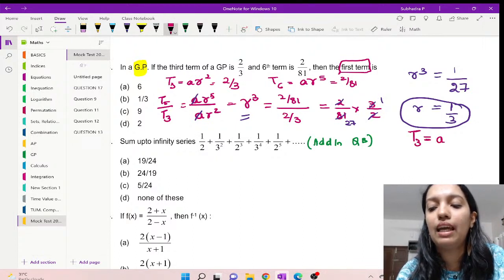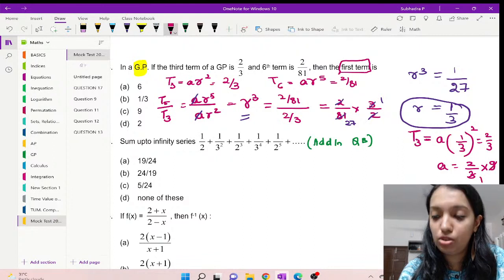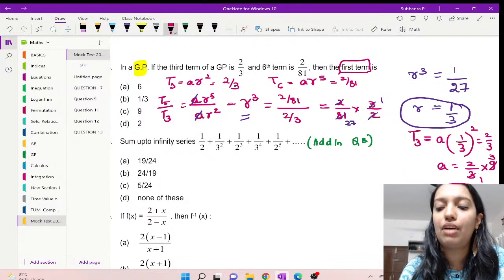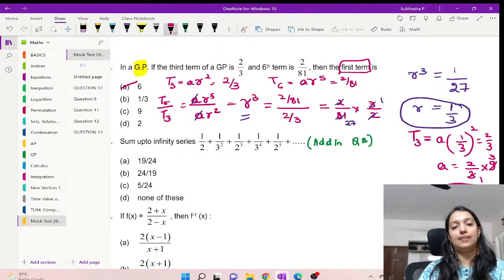So that is A into r square. This is 2 by 3, correct? So A value is equal to 2 by 3 into 3 square, which is 9. So 2 ones are 2, 3 3s are 9. So your final answer, A value is equal to 6. Correct answer for this question is 6.